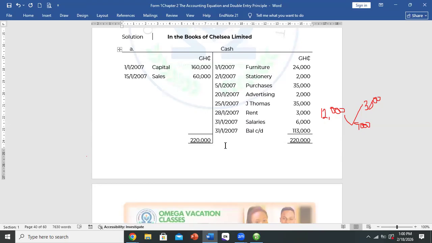Let me hear from Abu, then I'll take the next step. I wanted to ask, if you have an account like the vehicle account, when you're doing the trial balance, will you write vehicle account or you write assets account? Use the name on the account. So if it's vehicle, right?